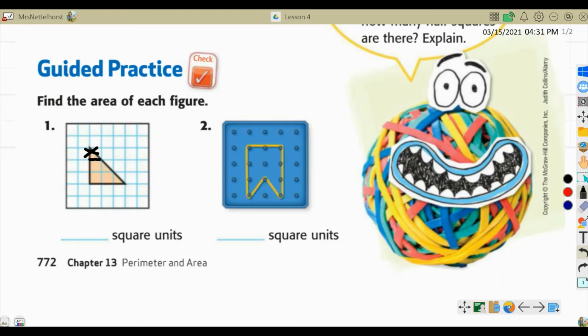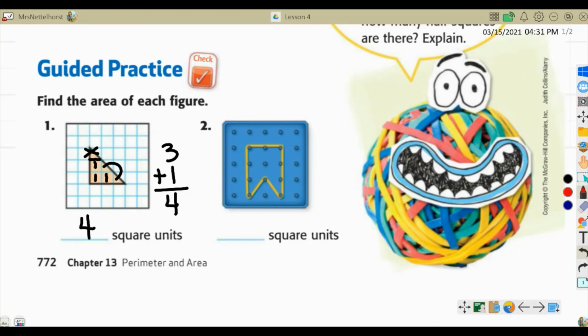Okay, so whole units, 1, 2, 3 whole units plus, and then I have 2 half units, which is 1. So 3 plus 1 is 4. So this one is 4 square units. I should have switched colors. Okay, let's do this one.